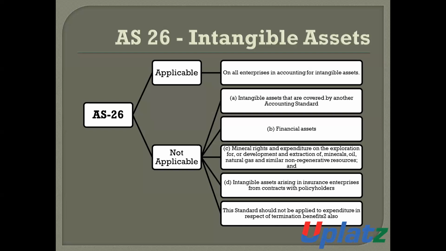Number three, it is not applicable on mineral rights and the expenditure on exploration for, or the development and extraction of, minerals, oils, natural gas and other similar non-regenerative resources. And it is not applicable on intangible assets arising in insurance enterprises from contracts with policyholders, and this accounting standard should not be applied to the expenditure in respect of termination benefits.